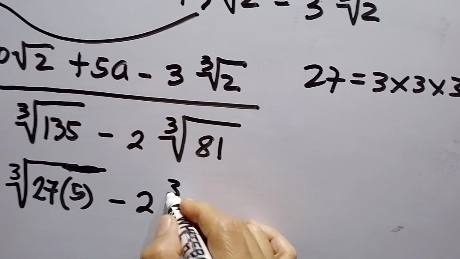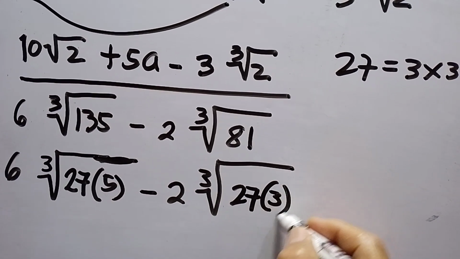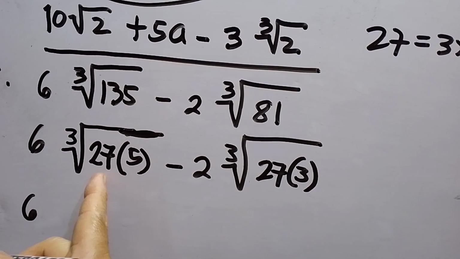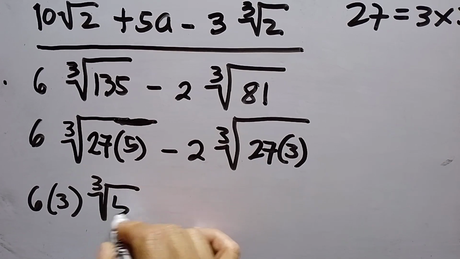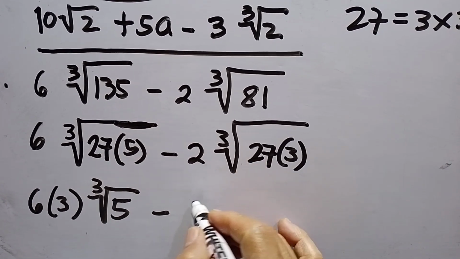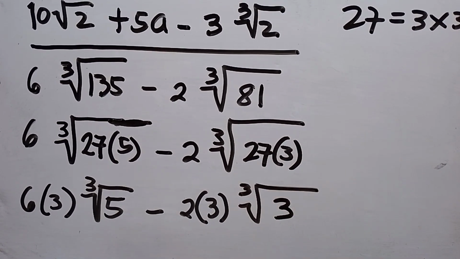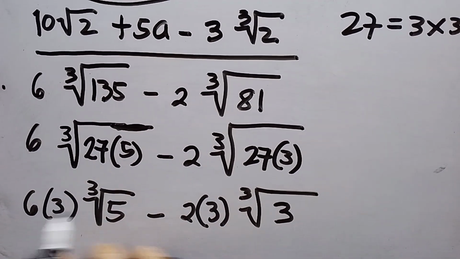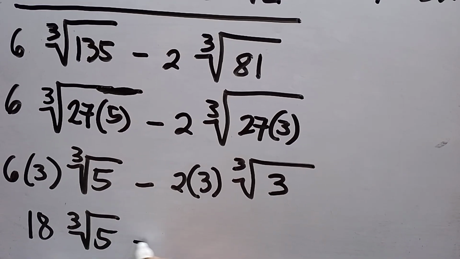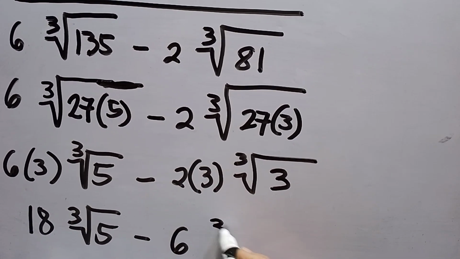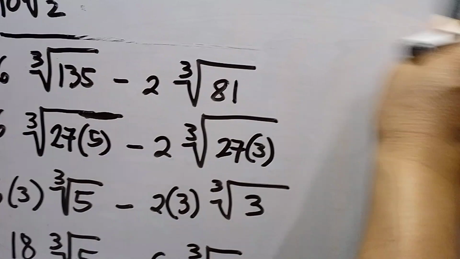Then minus 2. Then perfect cube for 81 is 27 times 3. So 6 cube root of 27 is 3. Then I have here cube root of 5, minus cube root of 27 is 3. So I have here 2 times 3. Then cube root of 3. So 6 times 3 is 18. Then cube root of 5 minus 6. Then I have cube root of 3. So that is number 5. Now let's proceed to number 6.